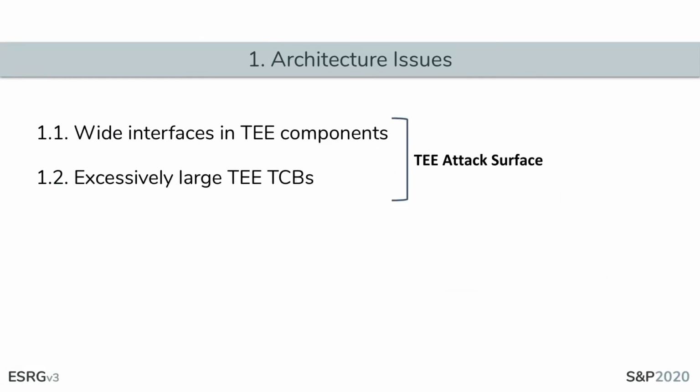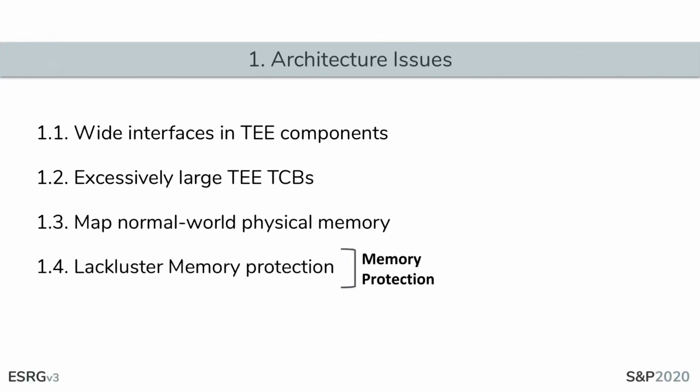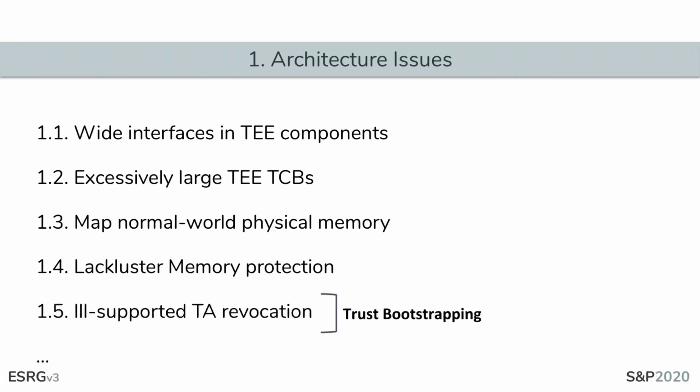These are some of the issues identified in regard to TE system architecture: widespread interfaces in the TE system components, which we'll talk about in a second, excessively large TCBs in the TE, trusted applications having access to high privilege functionality such as being able to map the normal world, lackluster implementation of memory protection mechanisms such as stack cookies, poor implementation of trusted applications, among others. Now, let's see some examples of these issues.